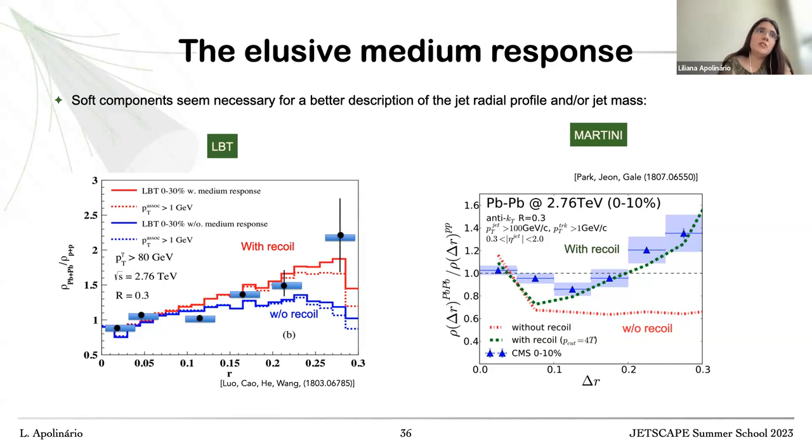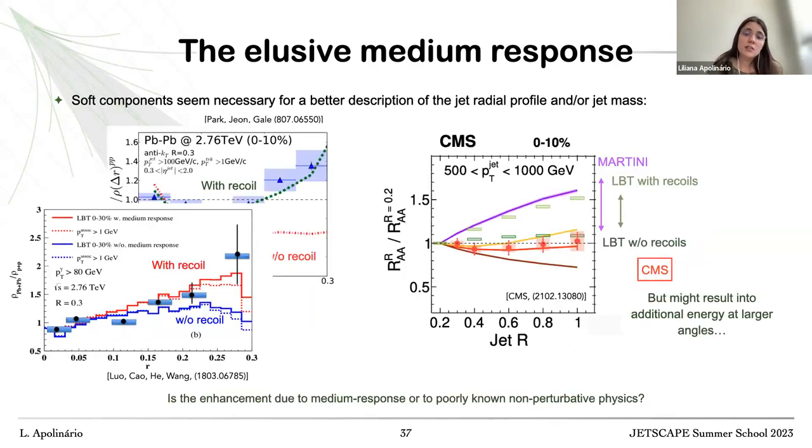The jet radial profile is just the momentum of the particles that you find along your jet, from the center of your axis to the periphery. This is some sort of decreasing distribution. When you take the ratio with respect to PP, what we know is that the core of your jet seems to be unmodified, again with this picture that your vacuum structures are somehow preserved in the medium. Then you see some suppression, again effects of medium-induced energy loss, but then you see some sort of enhancement. This enhancement was one of the smoking guns for the first proposals for medium recoils. You can see this, for instance, with Martini or with LBT: you still need this medium response component in both of these models to describe the data.